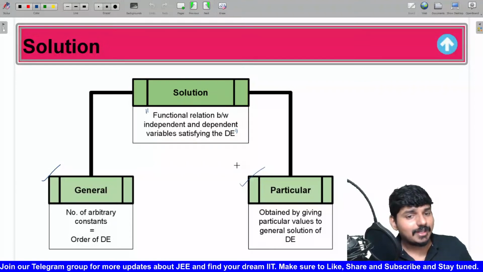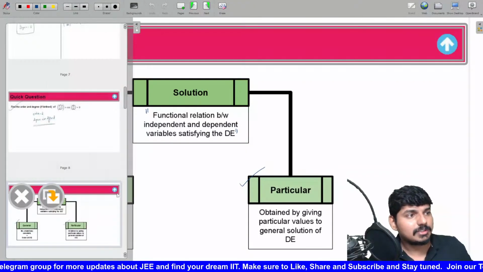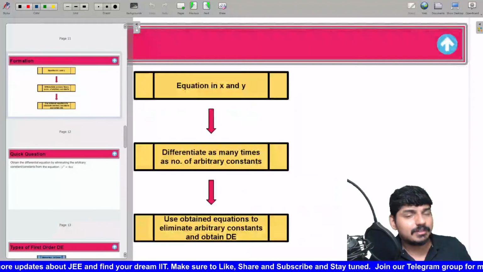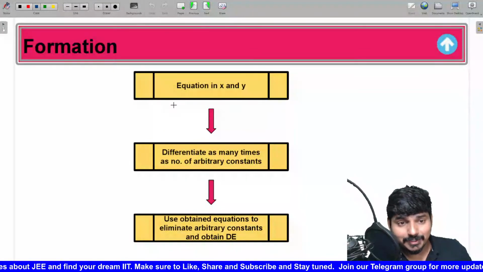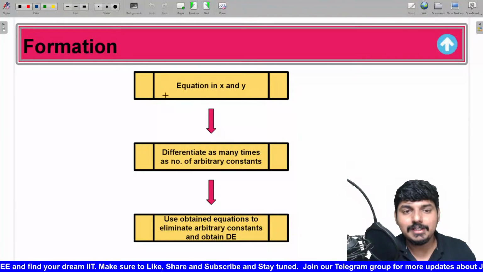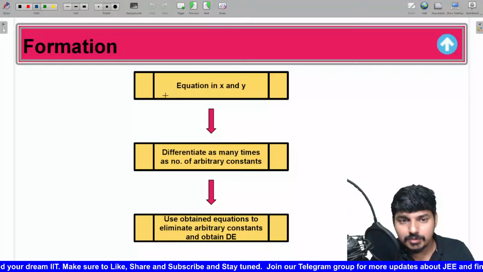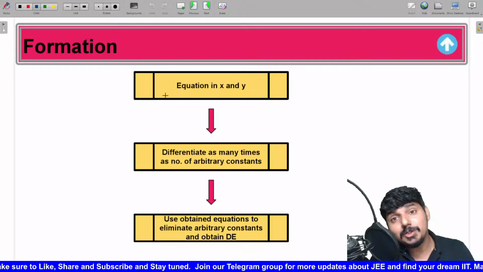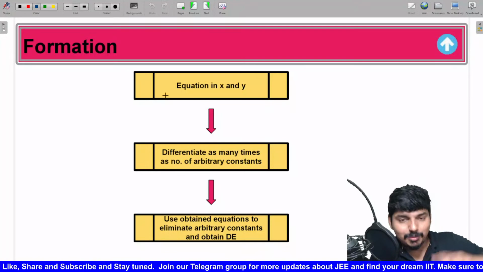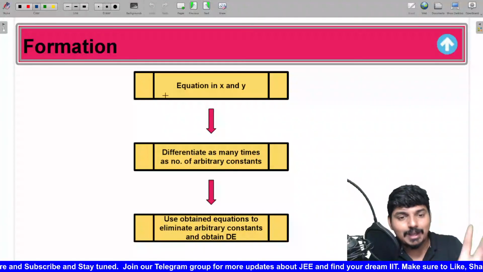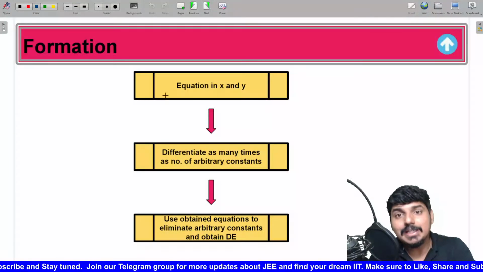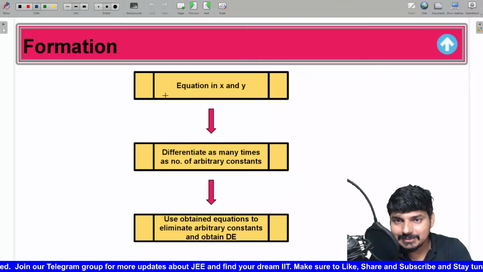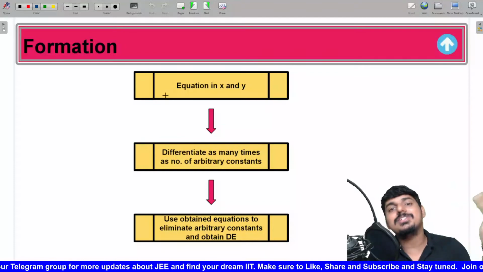Now let me start discussing the concept of formation of differential equation, everyone. This is very, very important. Here, let us say the solution of a differential equation is given. By using the solution, you need to form the differential equation. It means it's completely reversed. Like, I'm going to give you the answer, and you need to tell me what the question is going to be. Understood, everyone? I'm giving you the answer, you have to tell me what the question will be.